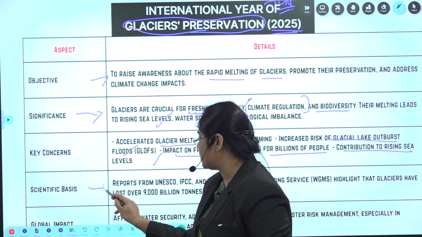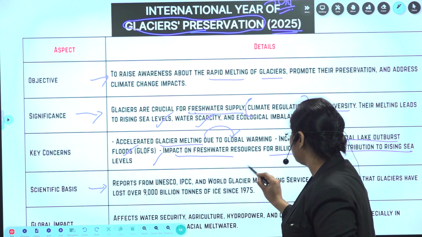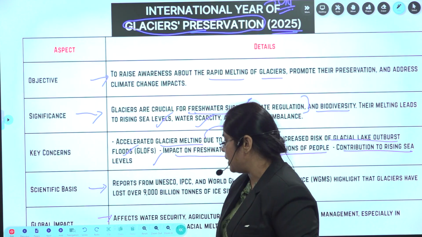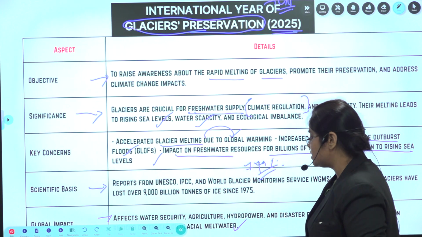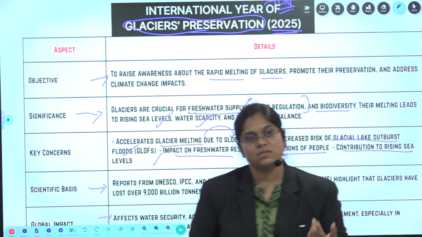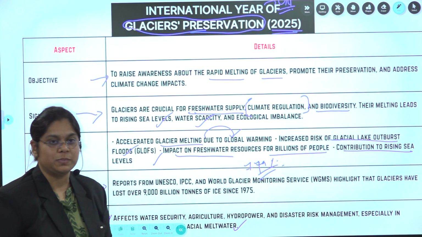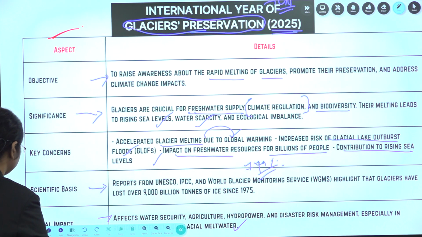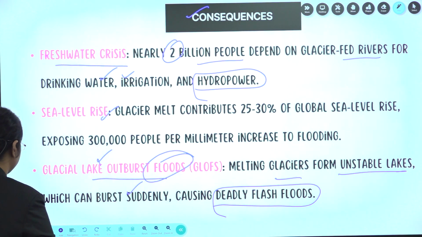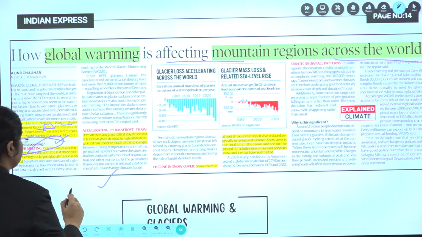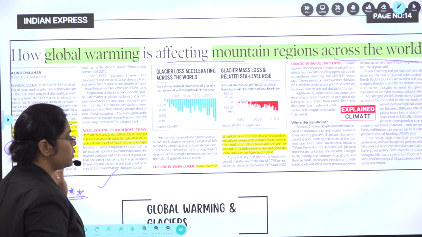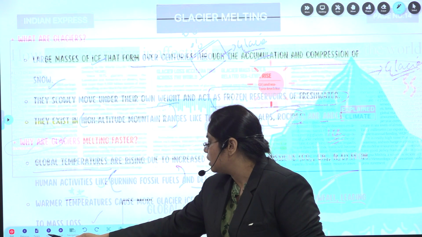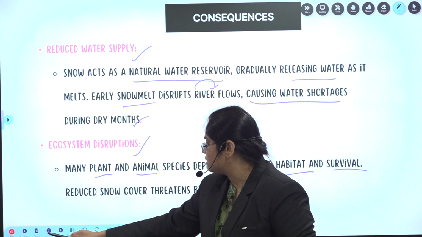Now, further, what is the scientific basis for this? As we saw, the report has given 7.79% of decline. And what is the global impact? It affects the water supply and also creates ecological disturbances and it also causes glacial lake outburst floods. This is all about glacier melting. This is important from the mains perspective. This article is very much important for the mains perspective, as the UN has also declared the International Year of Glaciers Preservation. Now, let's move to the next article.